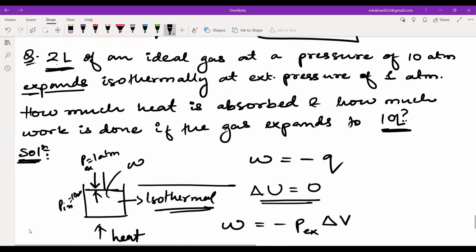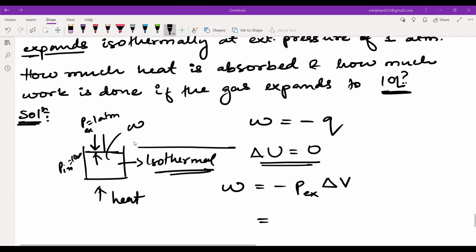Who asked this question? Can you speak at least now? Yes, sir. Yes, Mohammed. You understood why there are two pressures? Yeah. Okay, one is internal and one is external. So this 10 atm is the internal pressure. We have to write here the P external. So P external is equal to 1 atm.